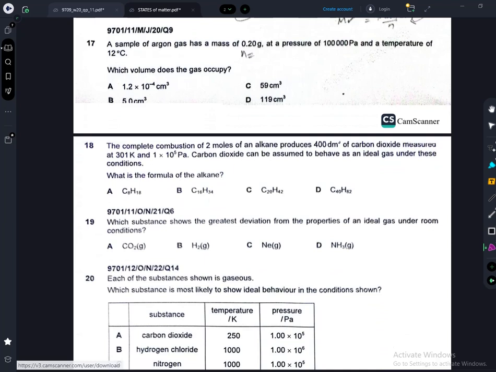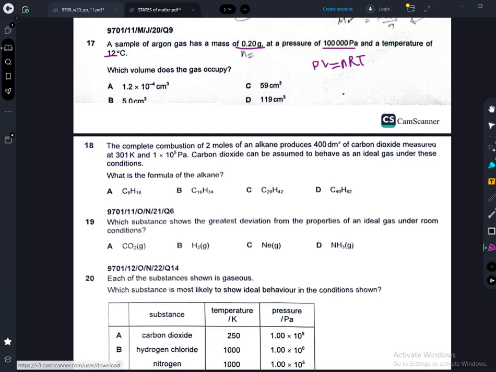A sample of argon gas has a mass of 0.20 grams at a pressure of 1 lakh pascal and a temperature of 12 degrees C. Which volume does the gas occupy? So this is simply again PV is equal to nRT. So you will take 1 lakh pascal here, and now, what is the trick here? You must see the trick involved here. He has asked us to calculate our final answer in centimeter cube.